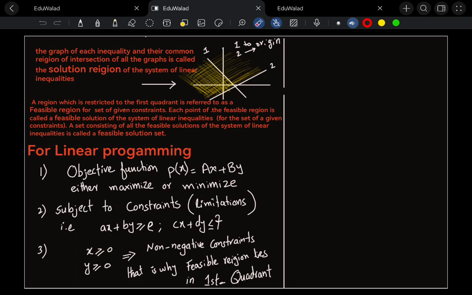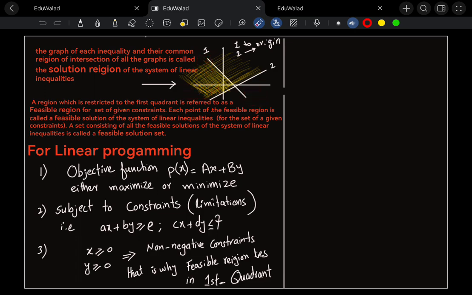A region which is restricted to the first quadrant. In this common region, a region which is restricted to the first quadrant. Let's suppose this is a common region as well. So it's in the first quadrant. This is the second quadrant. This is the third quadrant. This is the fourth quadrant. In the first quadrant, x and y are both positive. In the second quadrant, the value of x is negative, the value of y is positive. In the third quadrant, x is negative and y is negative. And in the fourth quadrant, x is positive, y is negative.